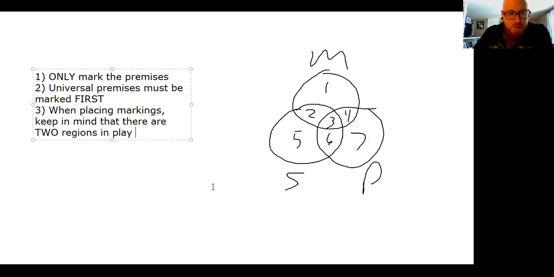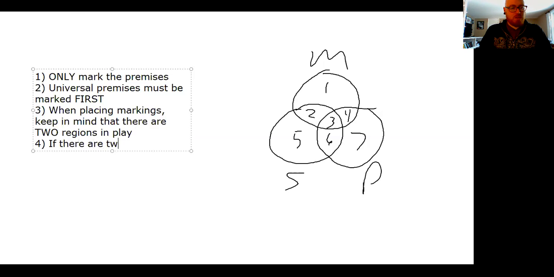Okay, now same with placing an X. So if I give you that some S are M, there's at least one S which is an M, okay, well, there are two regions here where there could be an S which is an M, okay? So anything in region 2 is both S and M. Anything in region 3 is both S and M, okay? So it would be a mistake to just put an X in region 2 or to just put an X in region 3, okay? So that leads us to the fourth rule.